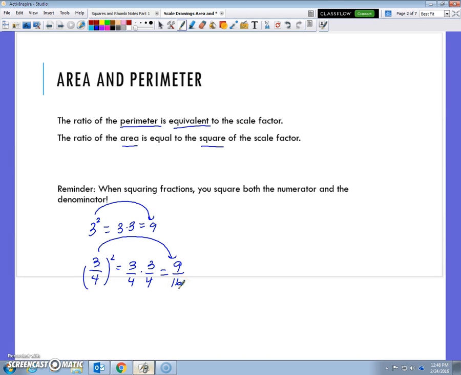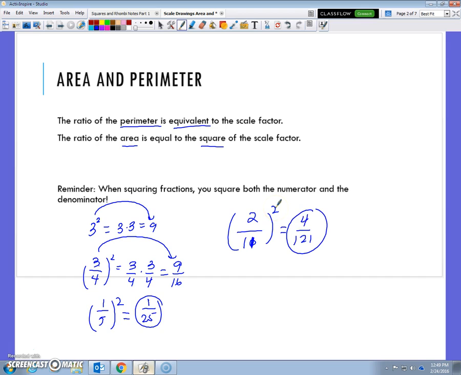So I just want to introduce you to how this exponent works with fractions. 1/5 squared would be 1 squared is 1 and 5 squared is 25. And if I had 2/11 squared, 2 squared is 4 and 11 squared is 121. So when I square a fraction, I just square the top number and the bottom number. That's just something to keep in mind. It might help your homework go a little quicker.